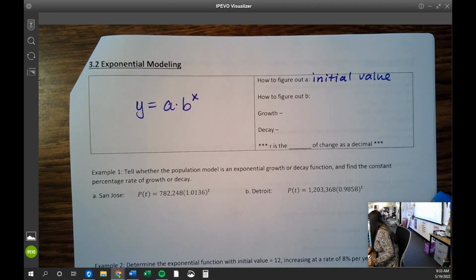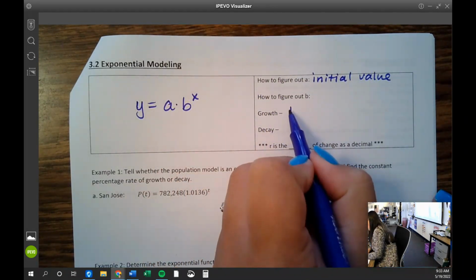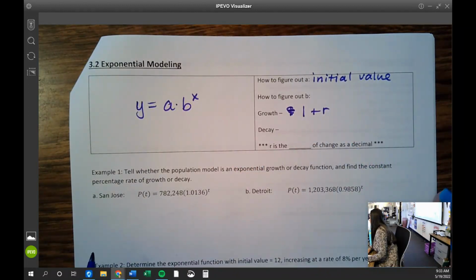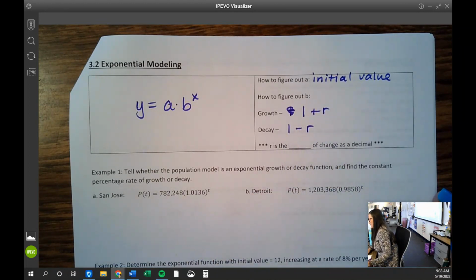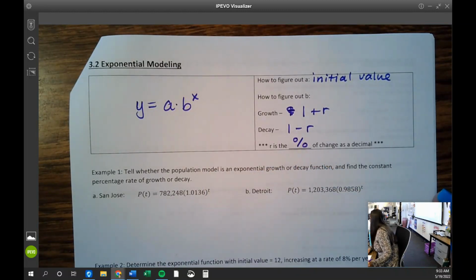To figure out B, it's going to be 1 plus R if it's growth. And decay, it's going to be 1 minus R, where R is the percent of change as a decimal.